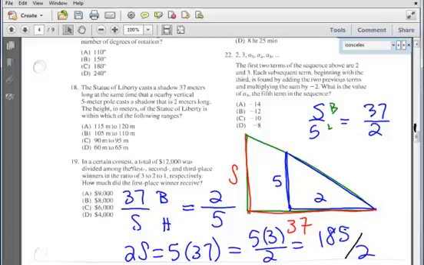And you would get the same thing here. You're still going to get the same thing. This is going to give you 2s, so not an 8, that's an s. 2s equals 37 times 5. So what would the answer be right there?